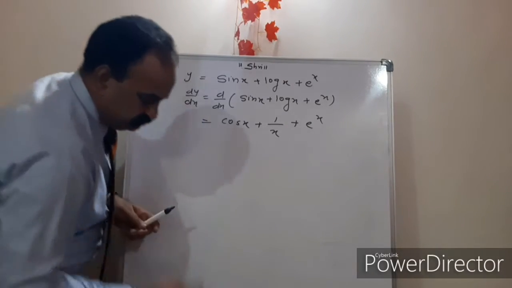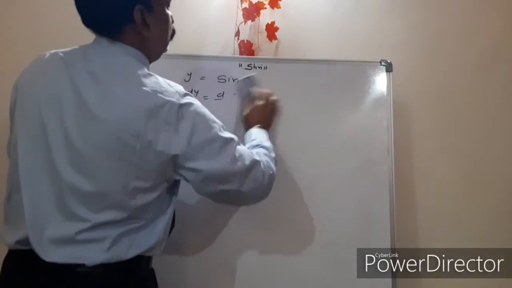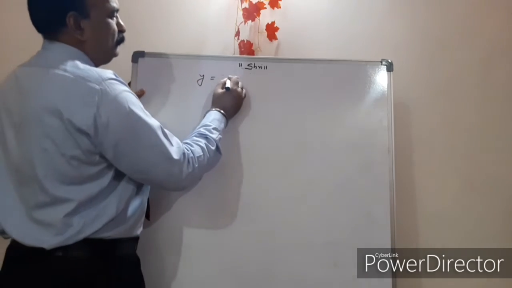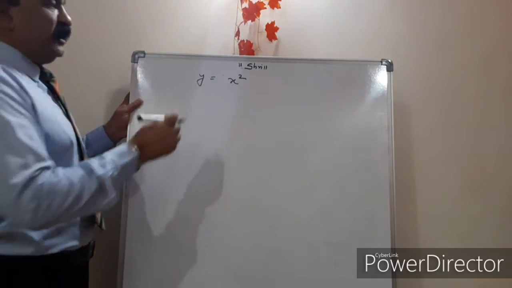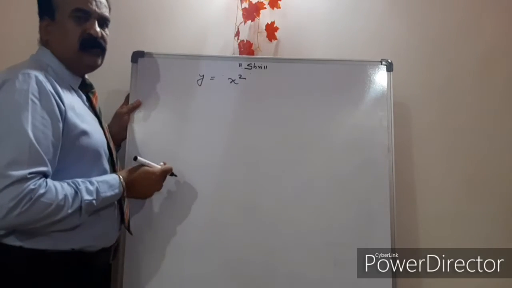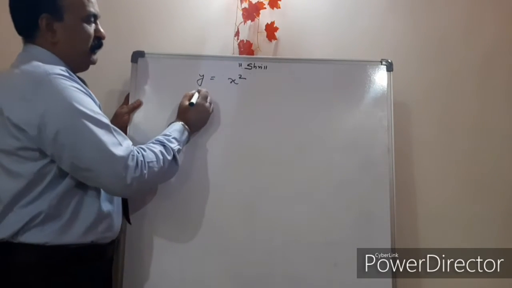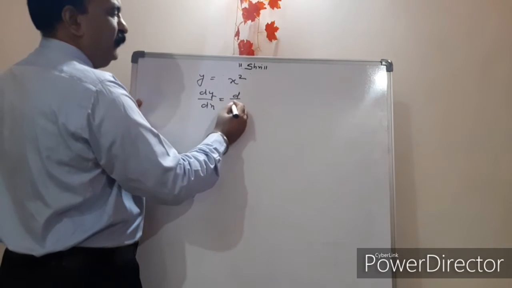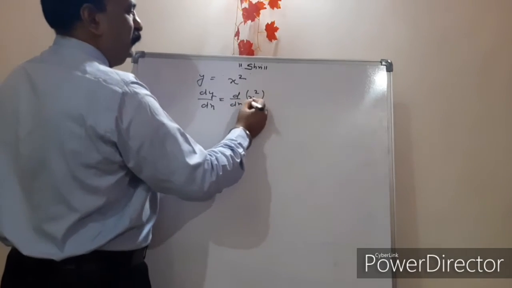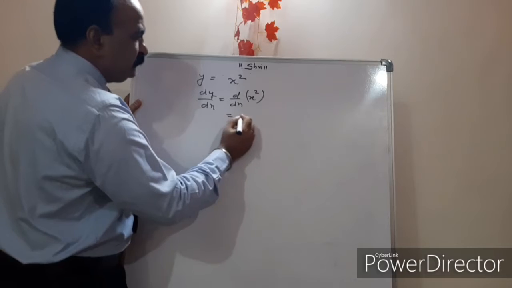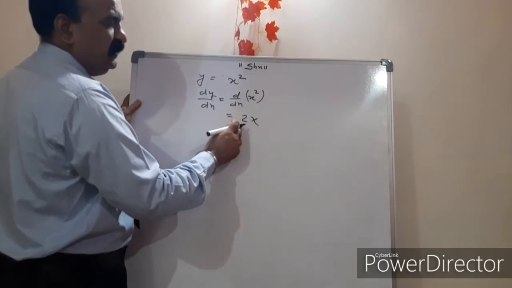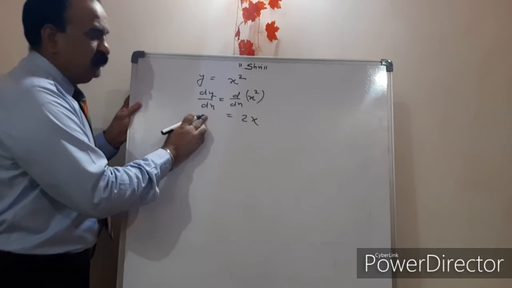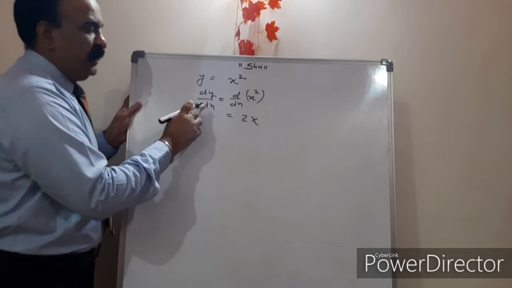Okay. Now suppose I am writing here y is equal to x square, and now you want to find the differential coefficient of y with respect to x. It means dy by dx. So dy by dx is equal to d/dx of x to the power 2, and d/dx of x to the power 2 is 2x, the power comes here, and power minus 1. It means 2x.